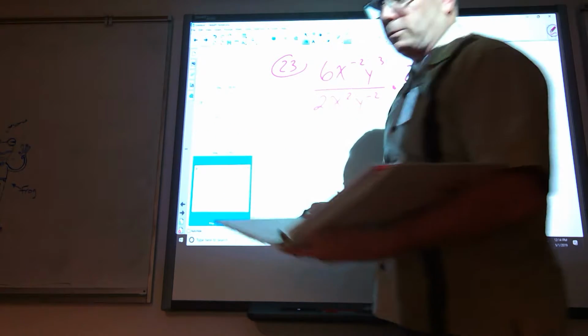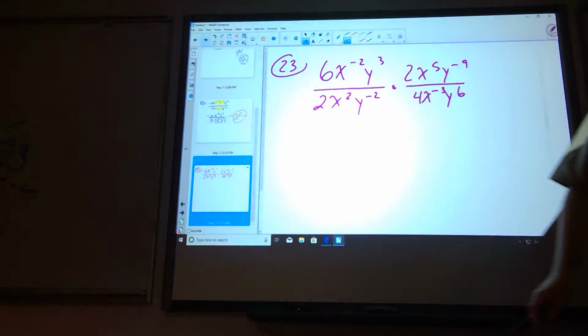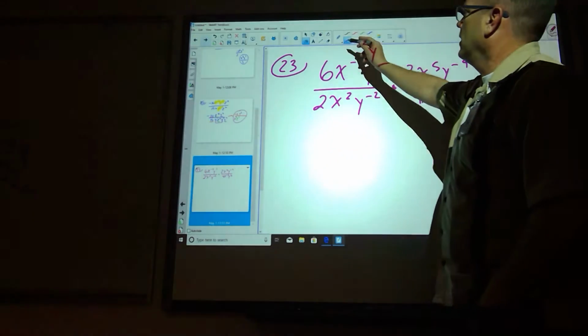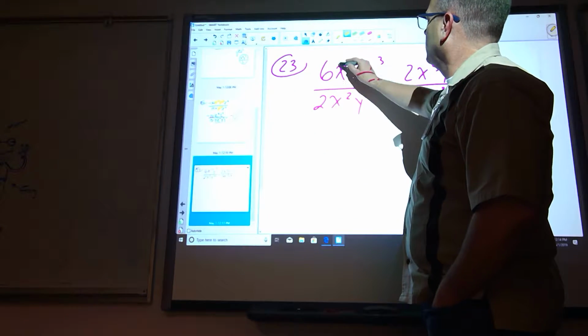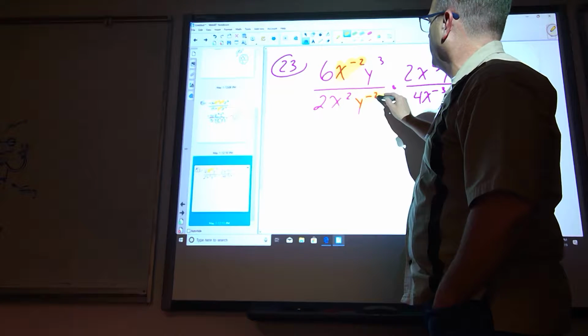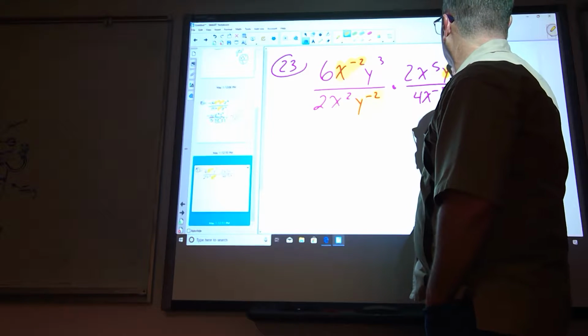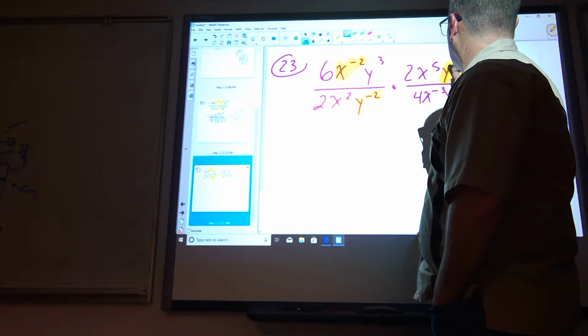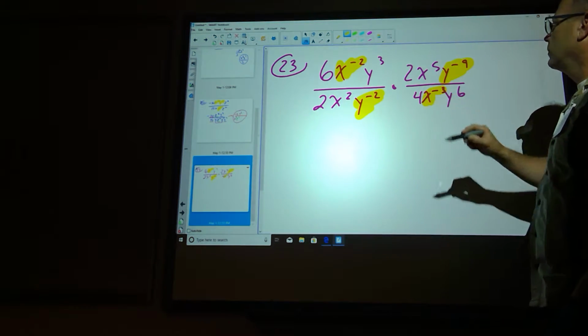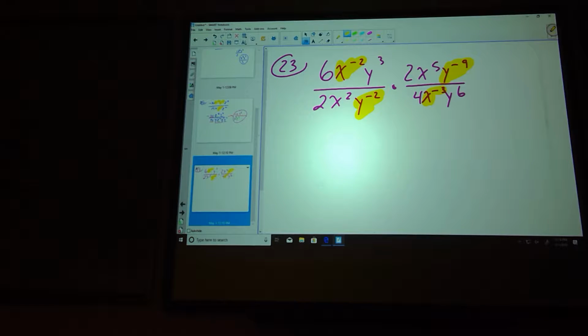All right, I'm just going to highlight the negative exponents first. I'm not going to do any other arithmetic. So let's highlight what's going to move. That is going to move. This is going to move. This is going to move. And this is going to move. Is that okay? Did I highlight all the negative exponents?